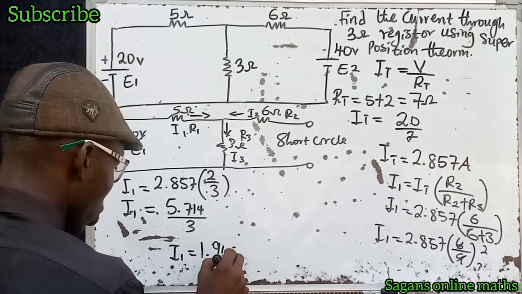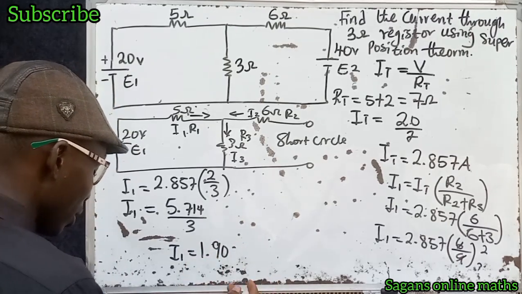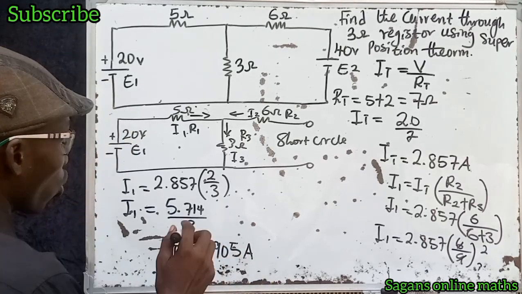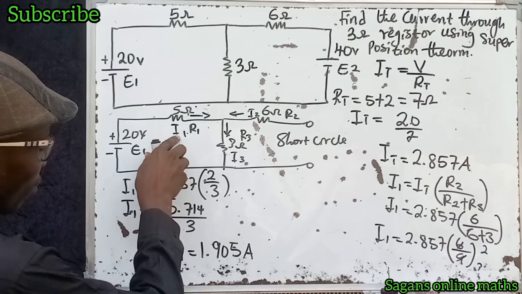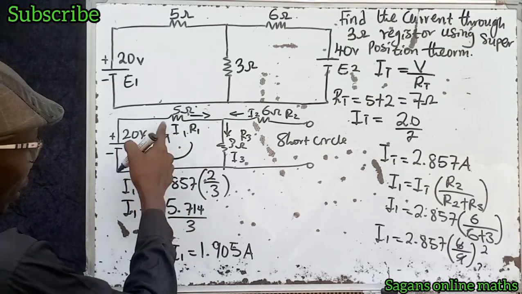1.905 amps, to the nearest whole number, to 3 decimal places. Now this is the current. This is the current that flows here. This current you're seeing is the current that flows here. Remember, this is in this direction, right? Now this is the current that flows here.